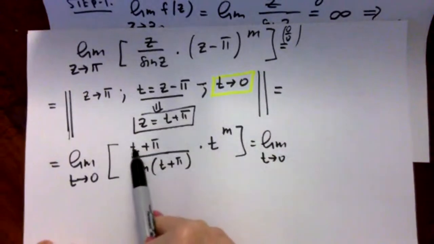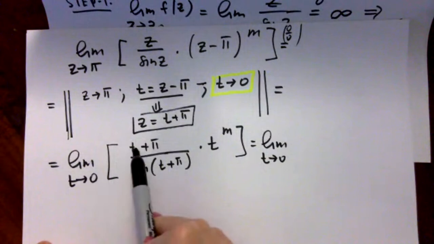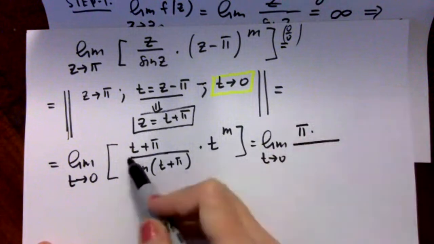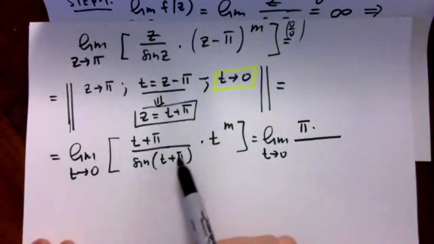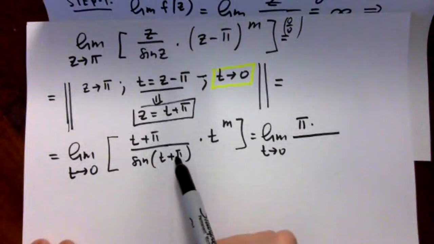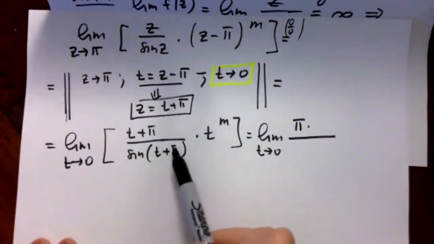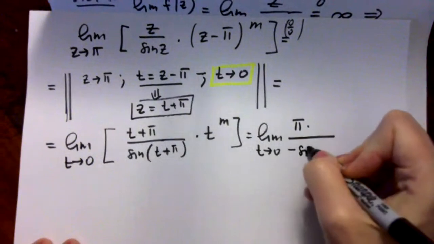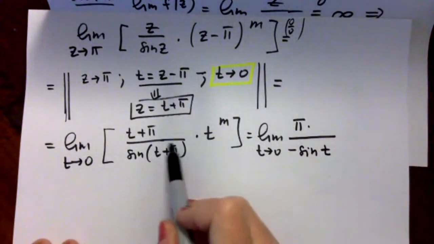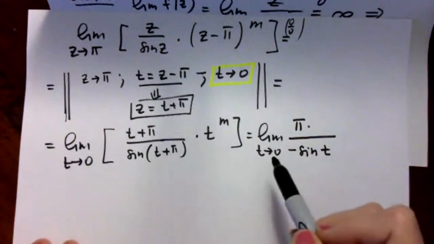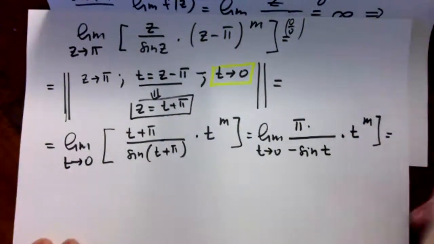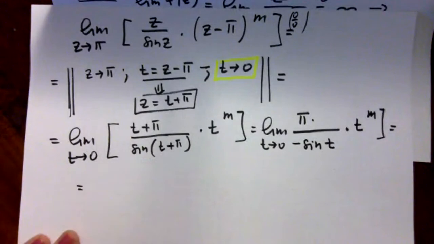Look at the numerator, t plus pi, where if you plug in 0 instead of t, 0 plus pi will be just pi. So we can substitute pi here. Now it definitely looks better. What about this sinus of t plus pi? You should remember that this expression can be easily simplified, and it is equal to minus sinus t. You should be familiar with these transformations, these properties from high school. Okay, and finally t to the power of m.